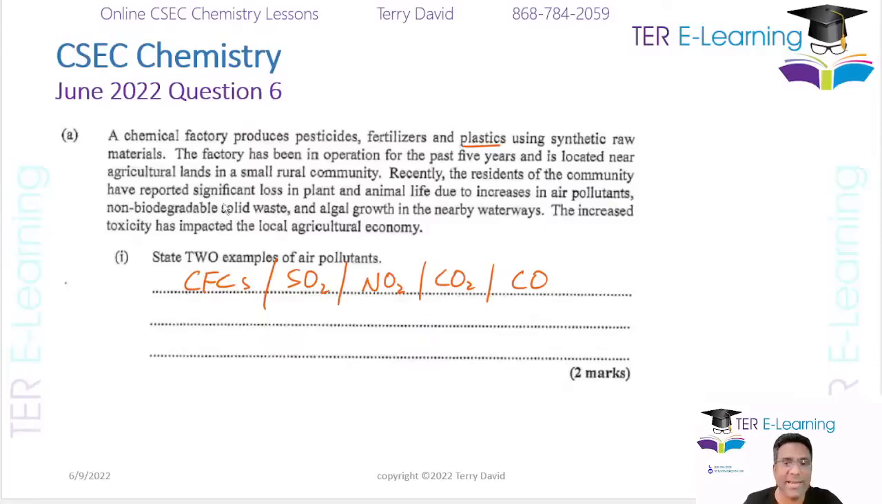Because they have plastics. They're producing plastics here at the plant. So therefore CFCs, and also pesticides, right? Some of the pesticides have CFCs in them.